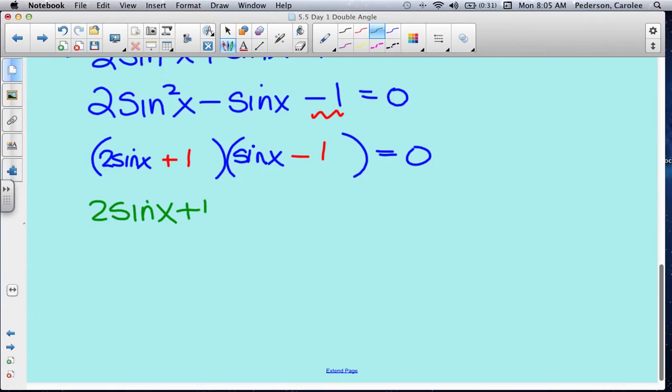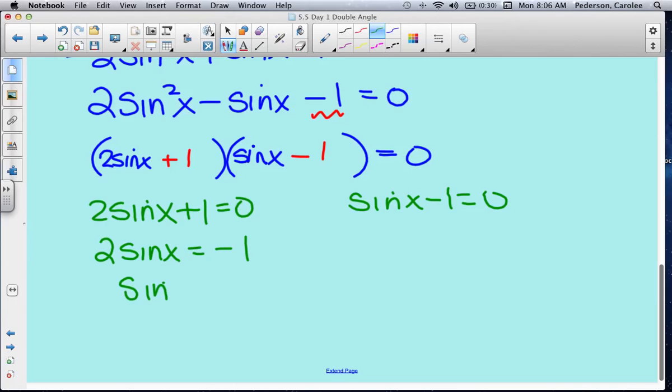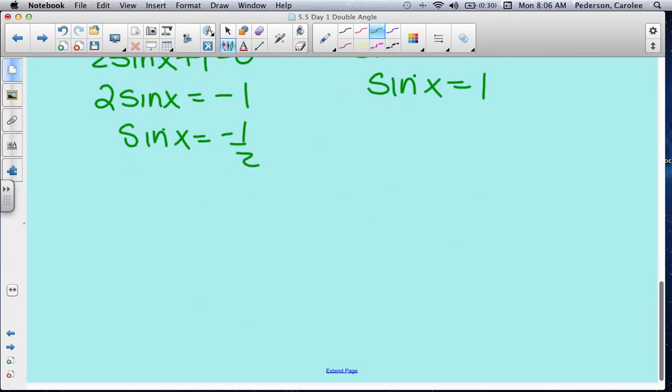So 2 sine of x plus 1 equals 0, and sine of x minus 1 equals 0. Now I solve those for x by undoing. So for 2 sine of x, subtract 1 and then divide by 2. Then over here, add 1. And now we use our unit circle and ask, when do these angles equal negative 1/2 and 1? So we use inverse trig.